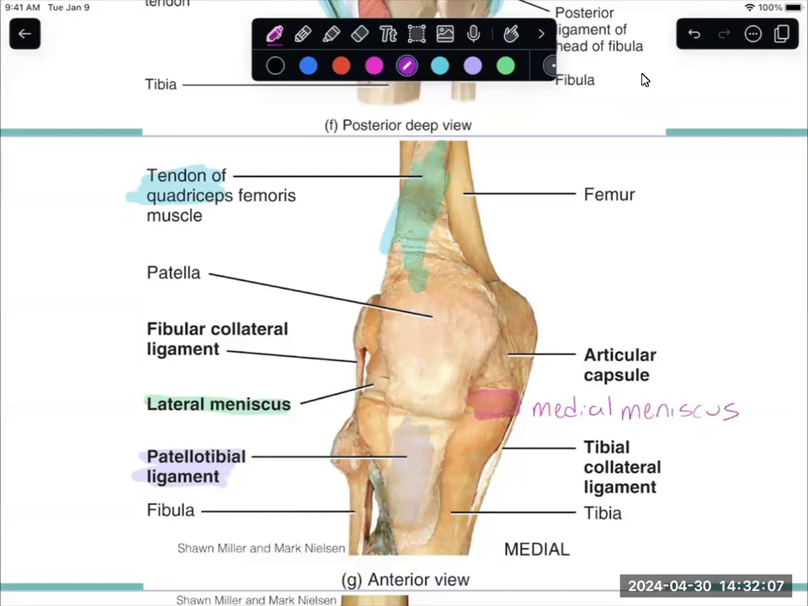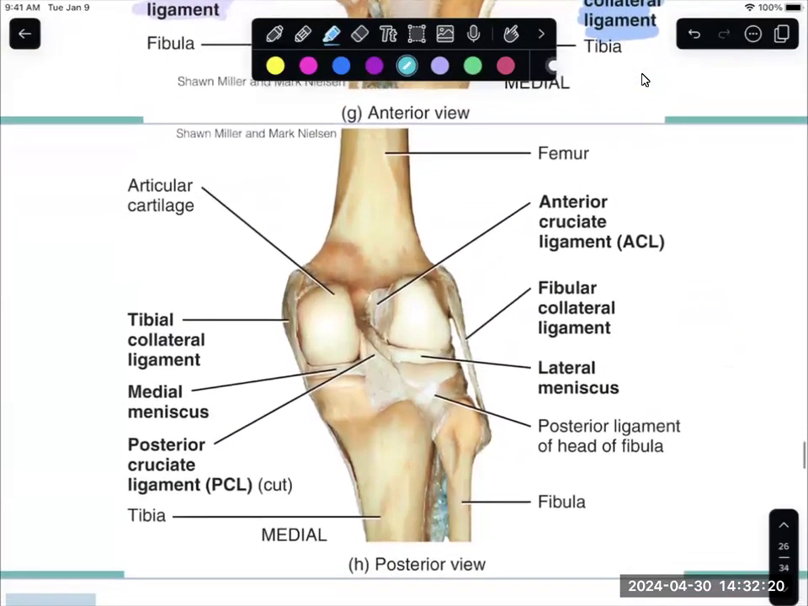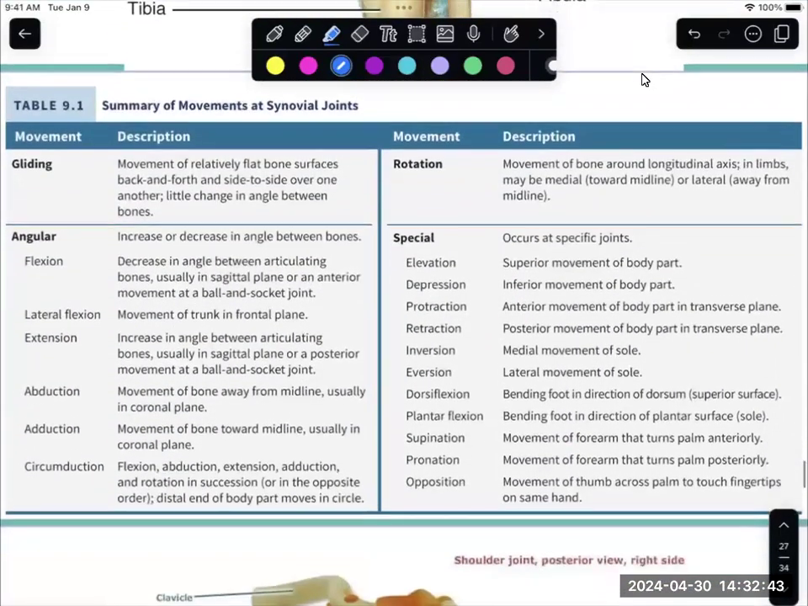You can see that tibial collateral ligament, that fibular collateral ligament. So there's a lot going on in here. Here you can see it from the back. So we have that posterior cruciate ligament here. You can see that anterior cruciate ligament here. We've got that fibular collateral along this side. We've got that tibial collateral along the other side. So there's a lot happening.